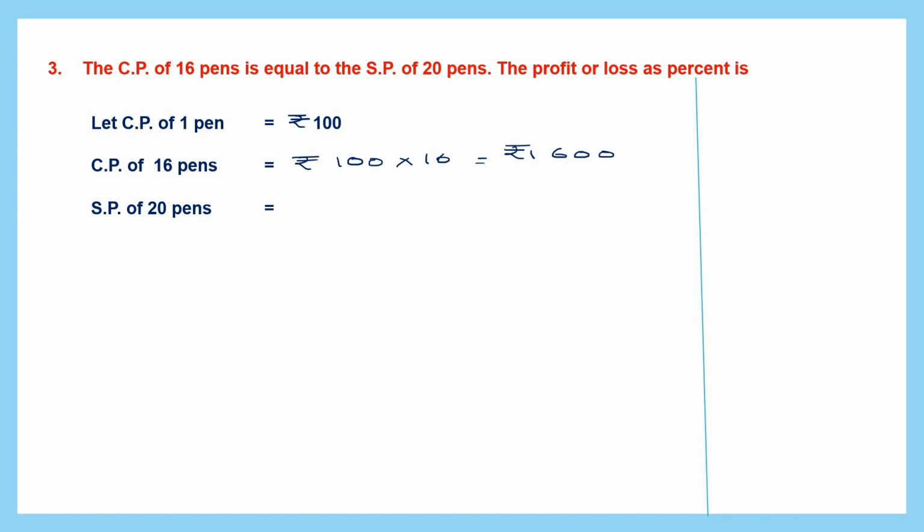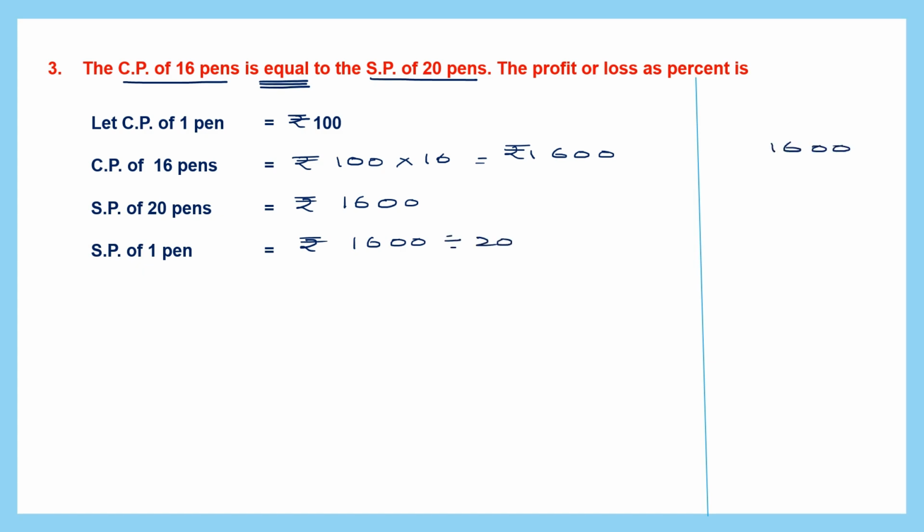Now what is the selling price of 20 pens? That is also 1600. How do we know that? In the question it says cost price of 16 pens is equal to the selling price of 20 pens. So now we have the selling price of 20 pens. So let's find out the selling price of 1 pen. So that will be 1600 divided by 20. So let's do that. 1600 divided by 20.